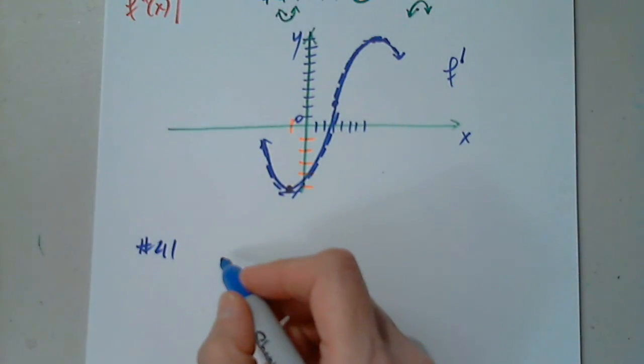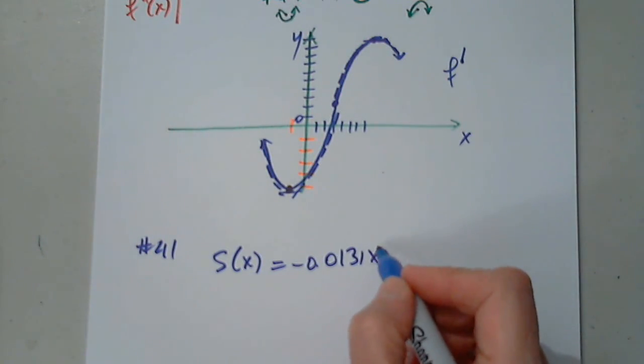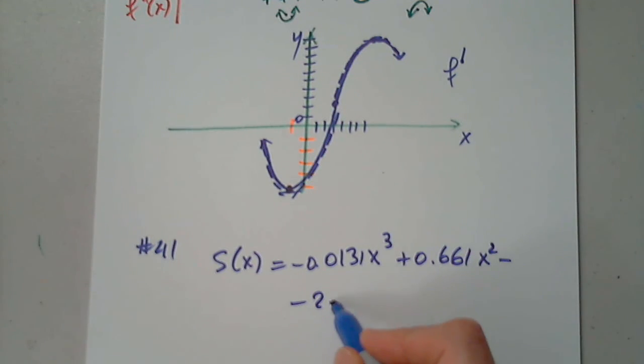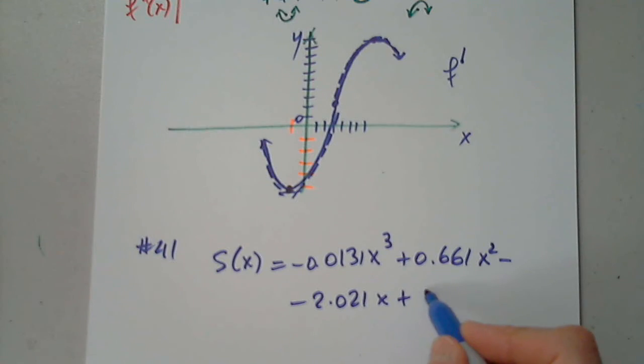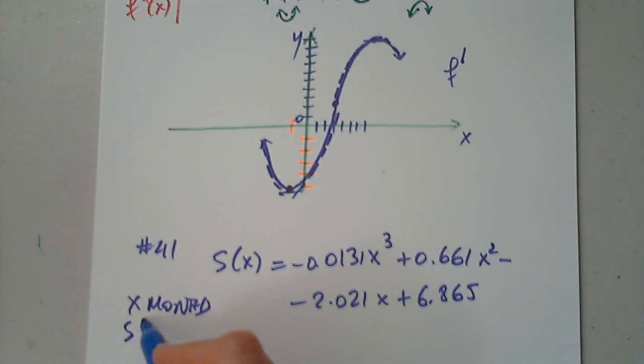So in 41, I just copy the function. S of x equals -0.0131 x to the third plus 0.661x squared minus 2.021x plus 6.865. Okay, so S is in millions and x is in months. Okay, x months and S millions of dollars. Good. So in order to find the inflection point, what are my steps? What do I have to do first?